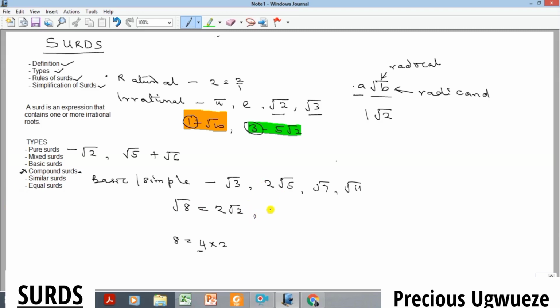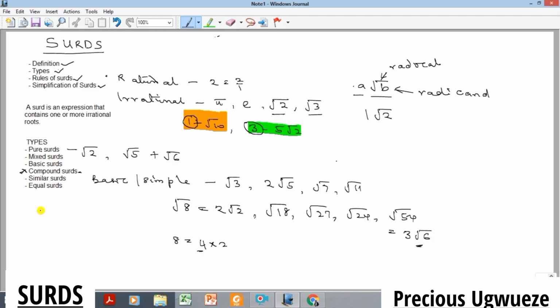Okay, and so we have many examples of that. Root 18 is a compound surd, root 27 is a compound surd, root 24, and root 54 is a compound surd, and so on and so forth. There are many. So first you express the number as a product of a perfect square and another number. Like now, 54 can be written as 9 times 6, and 9 is a perfect square. So if I now reduce this, I'm going to get 3 root 6, and that gives me the simplest form of it.